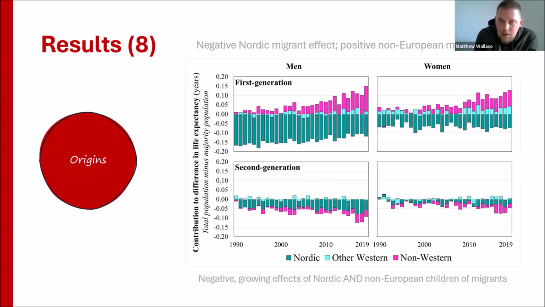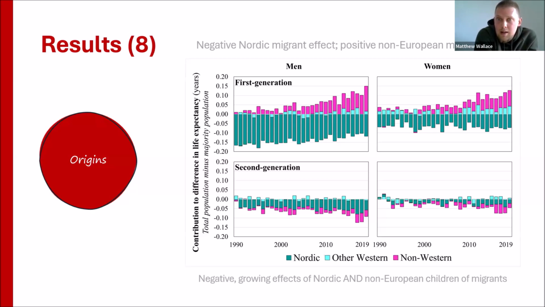So if we take the first generation, and again, we're back to contributions on our vertical axis now, we can see that Nordic men and women are contributing quite consistently negatively to national life expectancy over time. We might generously say that the impact of Nordic men is diminishing a little bit, but it looks quite stable among women.